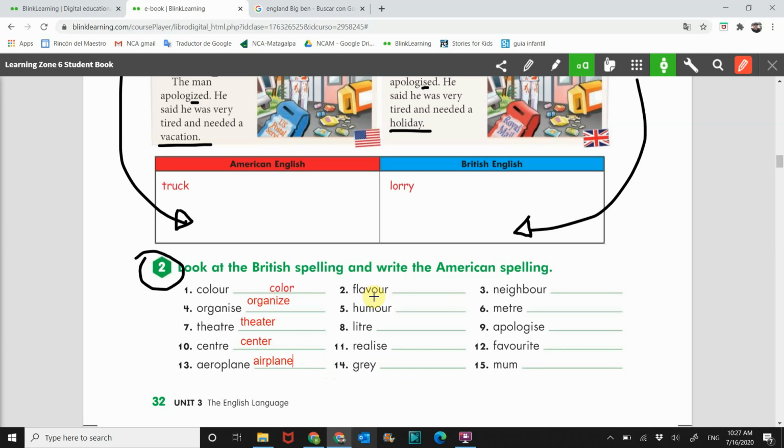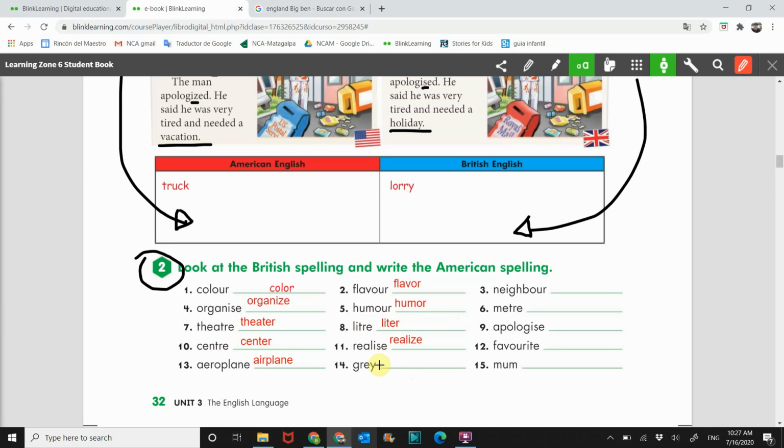Flavor, a lot of times in British English, they use the O-U-R. In American English, we don't use the U. So flavor without the U. Humor is the exact same. All right, so what do you think about leader? For theater and center, we just changed the R and the E. So that's how they spell leader. So we just changed that as well. And then this one has an S. So in American English, we spell it with a Z.